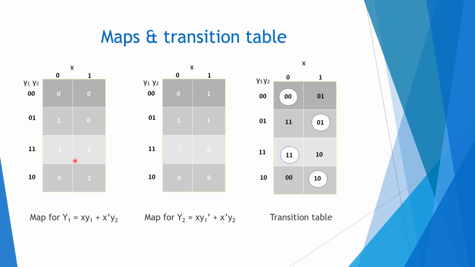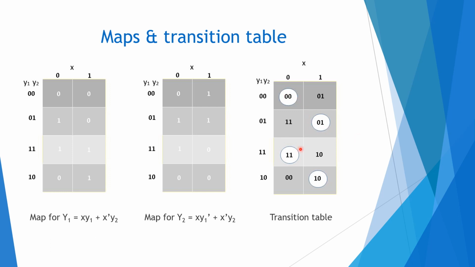And this is the K-map for Y1, x y1 plus x bar y2, according to the circuit. So these are the output values, and this is the map for Y2. These are the output values according to the values of x, y1 and y2. And this is a transition table. It's a new thing, and the transition table is defined for an asynchronous circuit. These are the present states y1, y2, and this is the input x. According to the change in input, there is a change in output. The output, that is the next state, capital Y1, capital Y2, and we have merged these Y1 and Y2 to get this transition table.